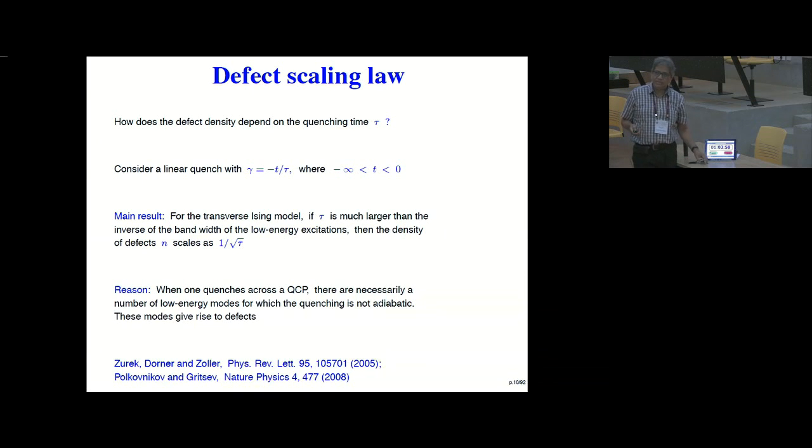The reason why this happens is that when you quench across a quantum critical point, there are necessarily a number of low energy modes. Remember that a quantum critical point is where the gap in the system goes to zero. Away from the critical point, the system is gapped, whether you are in the ordered phase or disordered phase. But at the critical point, the gap closes. And so if you're quenching across that point, there are a lot of low energy modes, and for these, the quenching is not adiabatic. This will become more clear when we do that calculation. And these modes are what give rise to the defects.